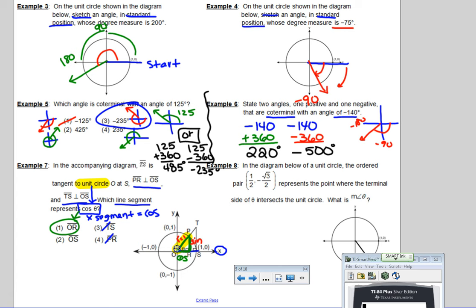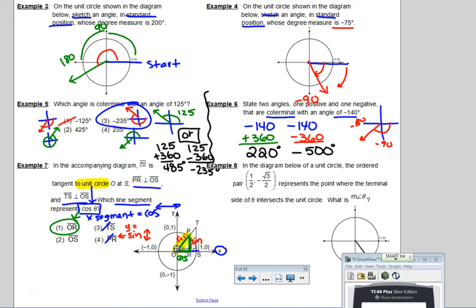They could have also turned the question around and asked you for the sine. So if you want to write this in your notes, y is equal to sine, and that would be the PR piece. You can also give yourself a little reminder: sine goes up and down, and cosine goes left and right on the triangles that are on the unit circle.